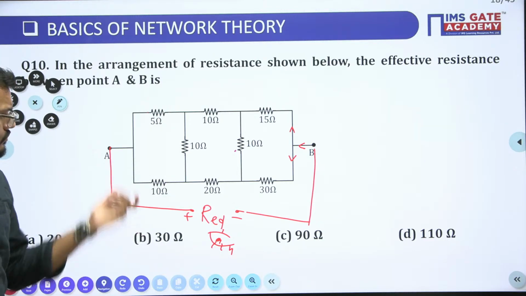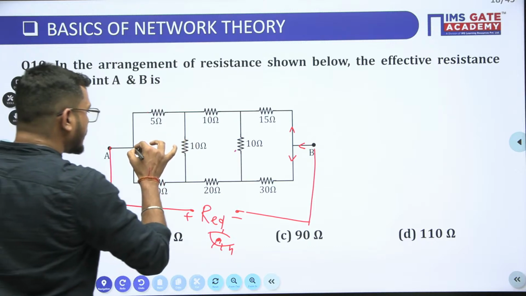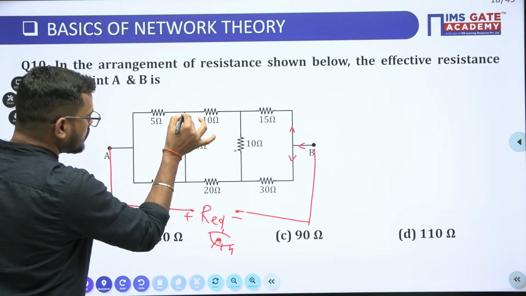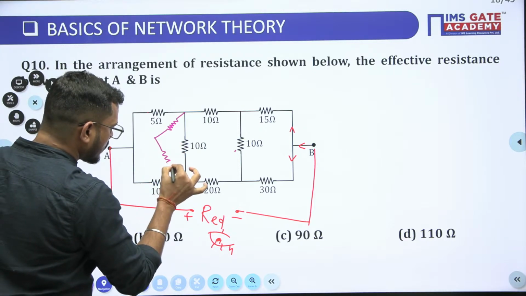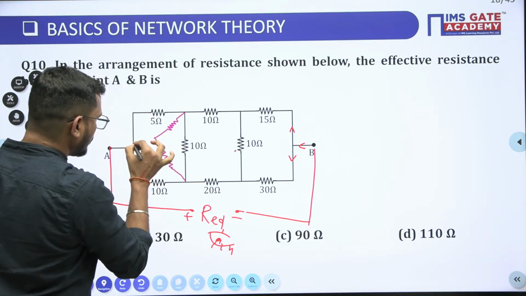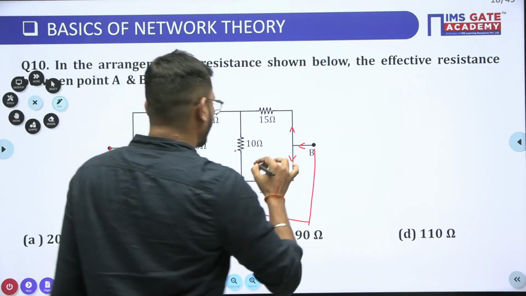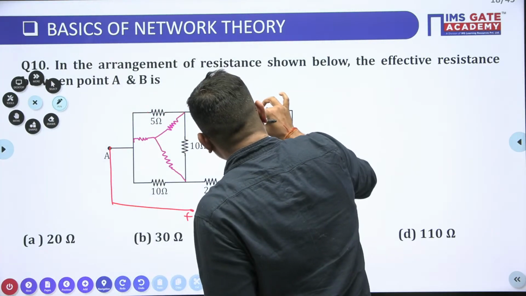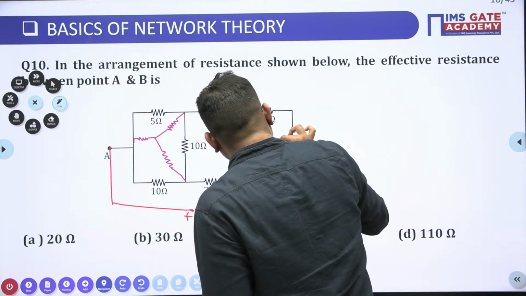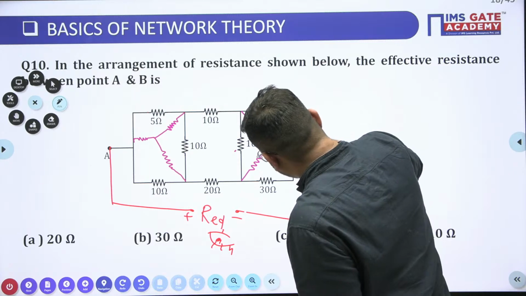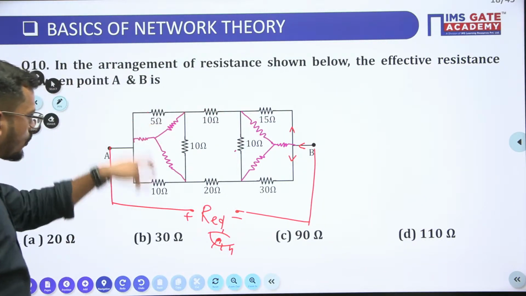Is it clear now? So what we have to calculate here? Just we have to calculate this one. Means we have to calculate T, or you can say Y, or you can say star. Is it correct? Is it clear? Yes or no? So how to calculate this value?